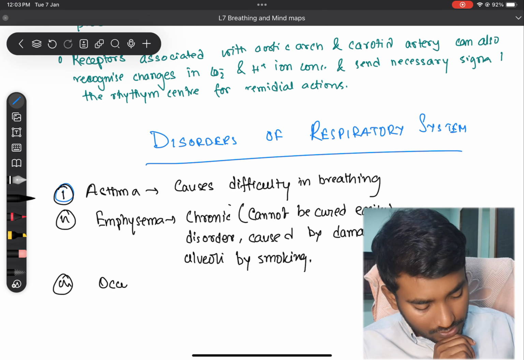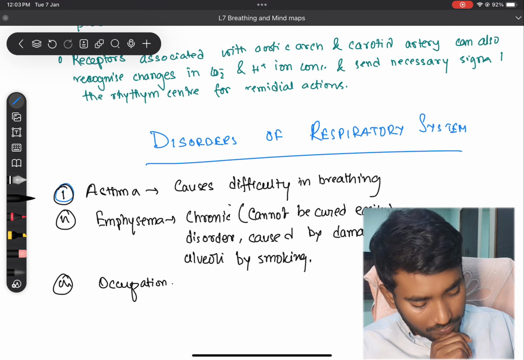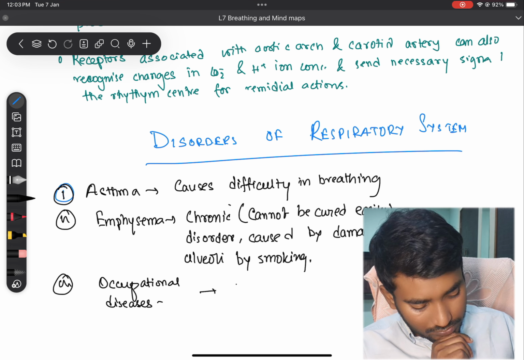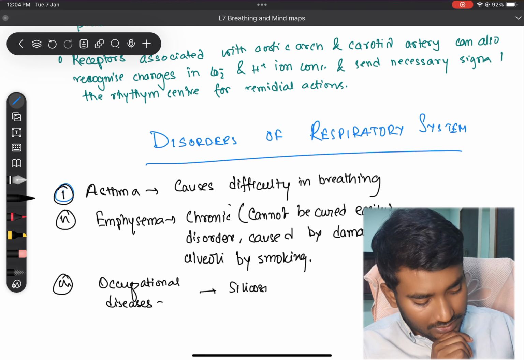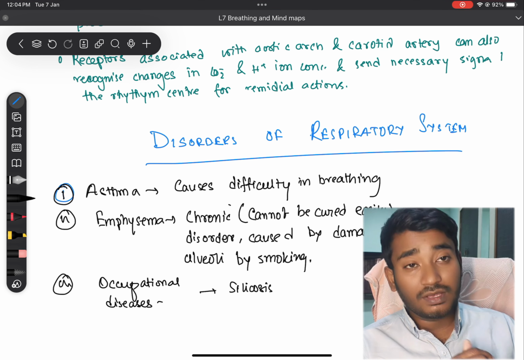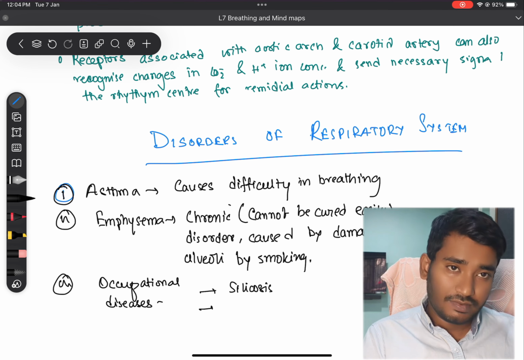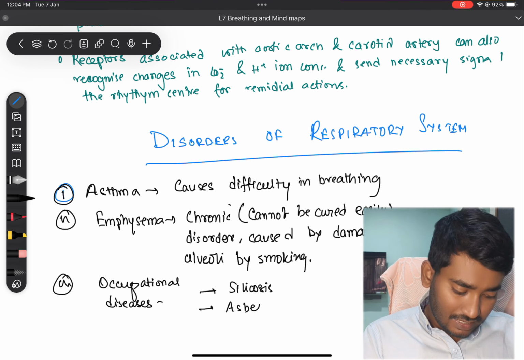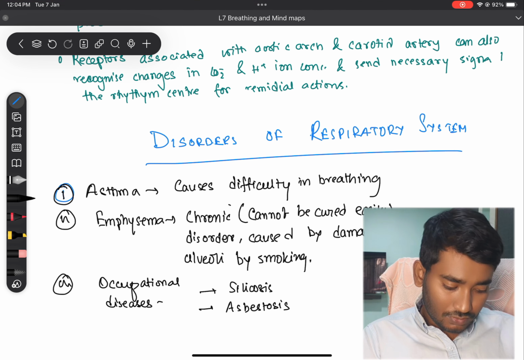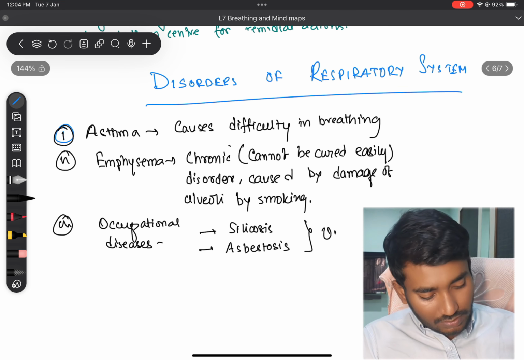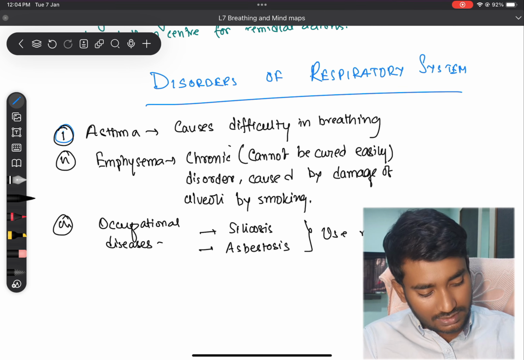And the third one is occupational diseases, like silicosis in workers of cement factories, and asbestosis. Okay, they must use masks.